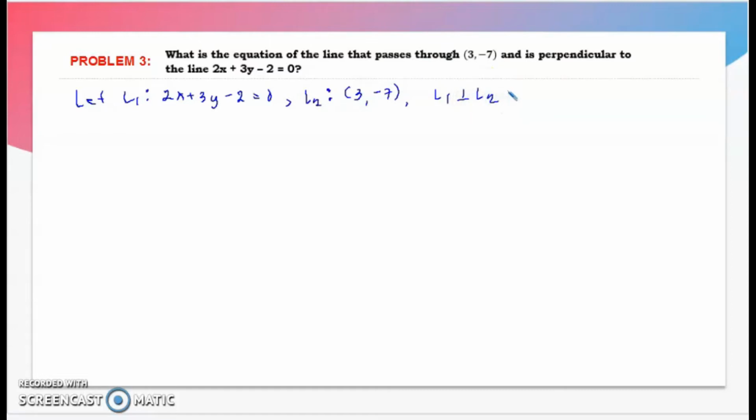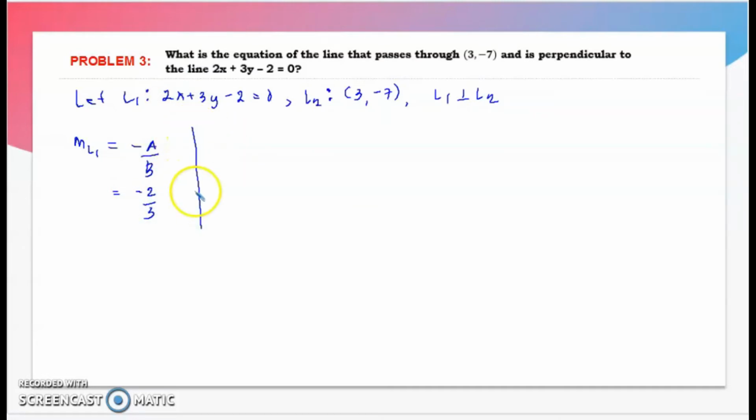So what do we need here? Since line 2 has the point (3, -7), we need the slope in order to find the equation of line 2. Since the lines are perpendicular, we need to find the slope of line 1. So what is the slope of line 1? The slope is equal to negative a over b. So the slope of line 1 is equal to -2/3.